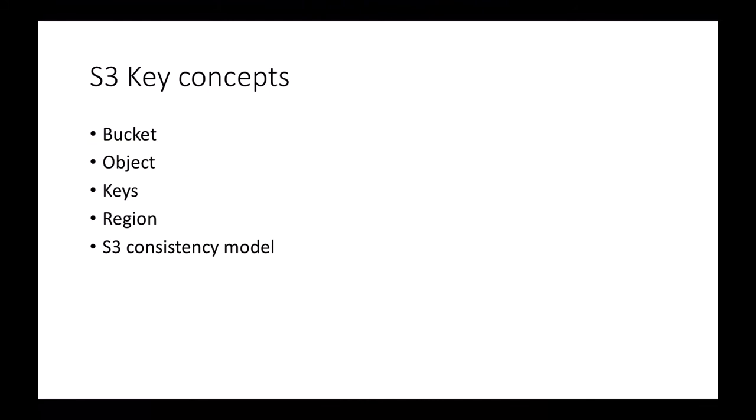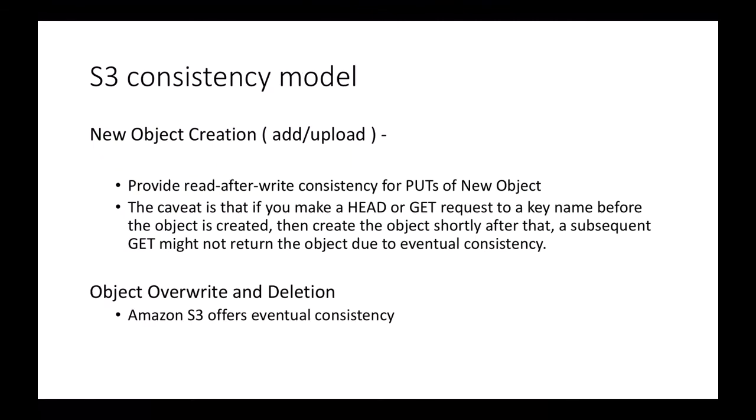Key is nothing but a representation of your bucket and an object, how you can represent that. Region is where you are creating your S3 bucket. And consistency model. So understanding the consistency model is important in S3. So let's understand what is consistency model, and then we can go for a demo.